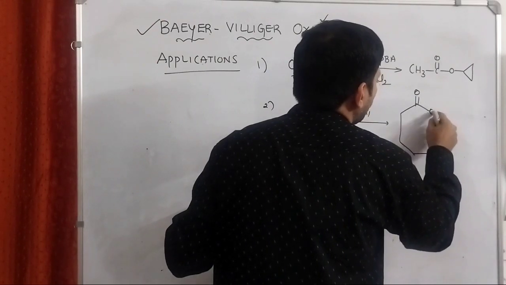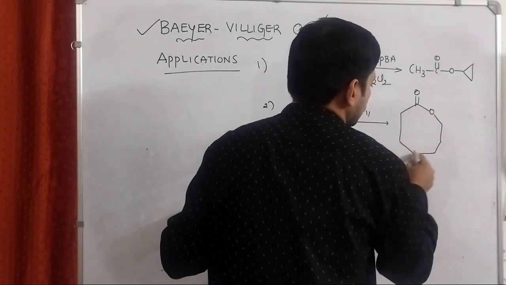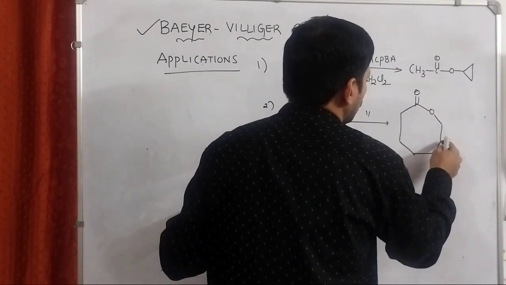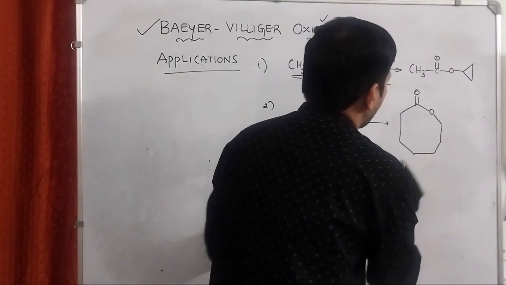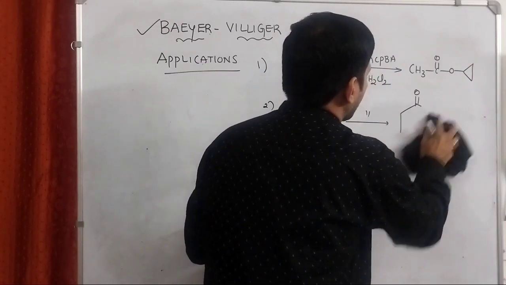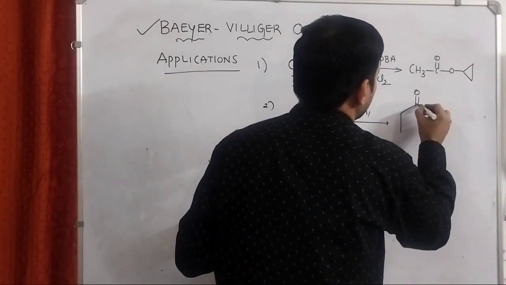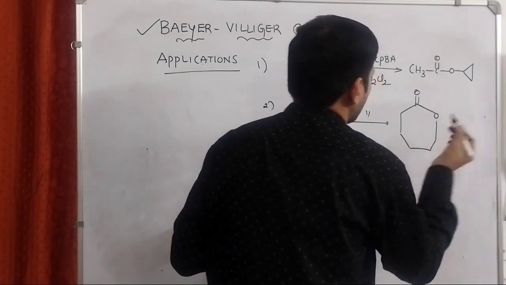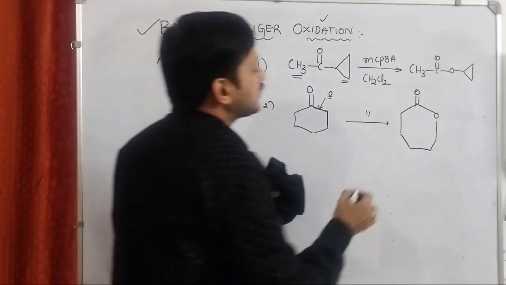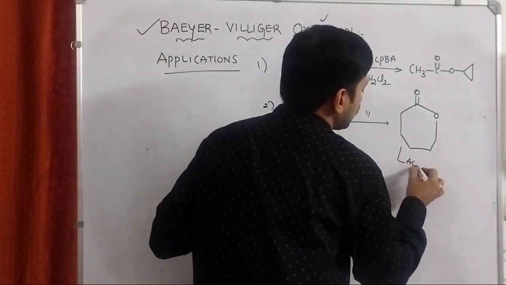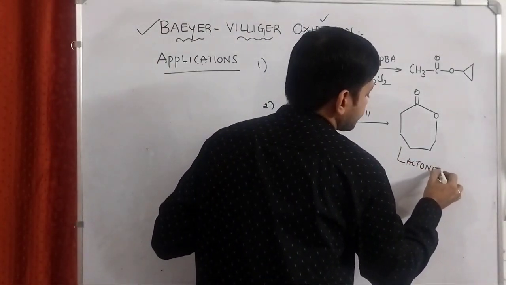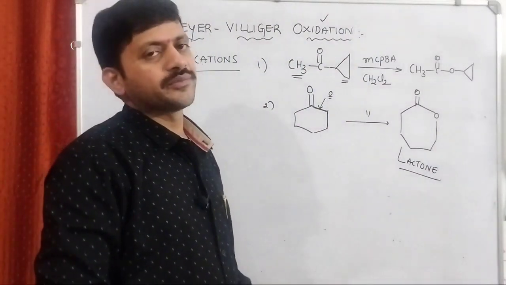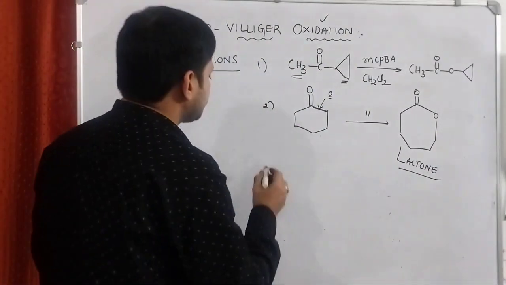1, 2, 3, 4, 5, 6, 7. Seven members. The cyclic ester is commonly called a lactone. If your ketone is cyclic in nature, you will come up with lactones.